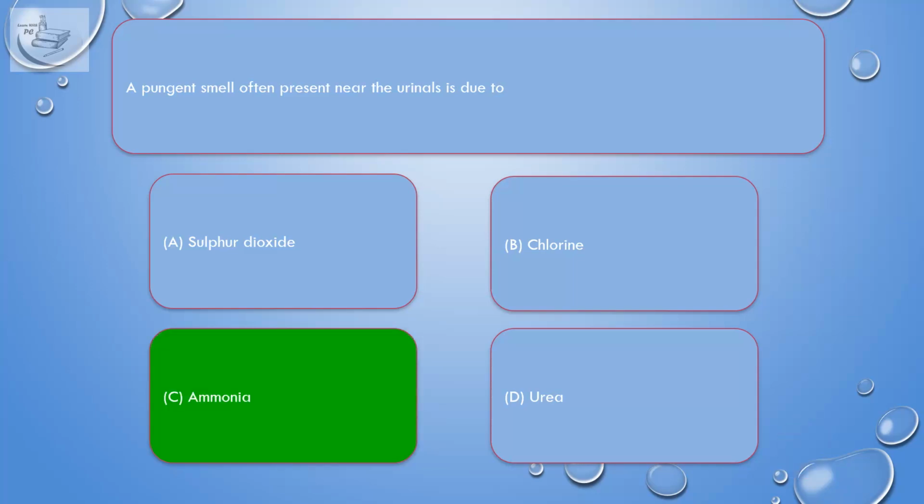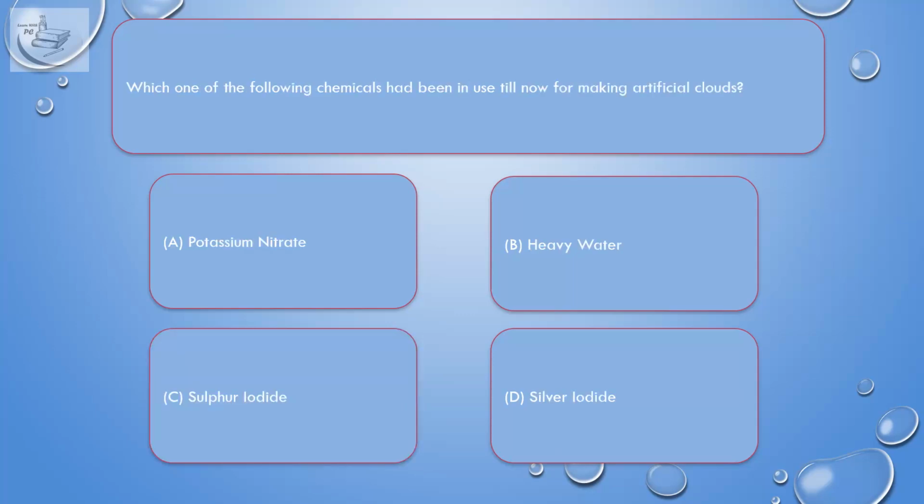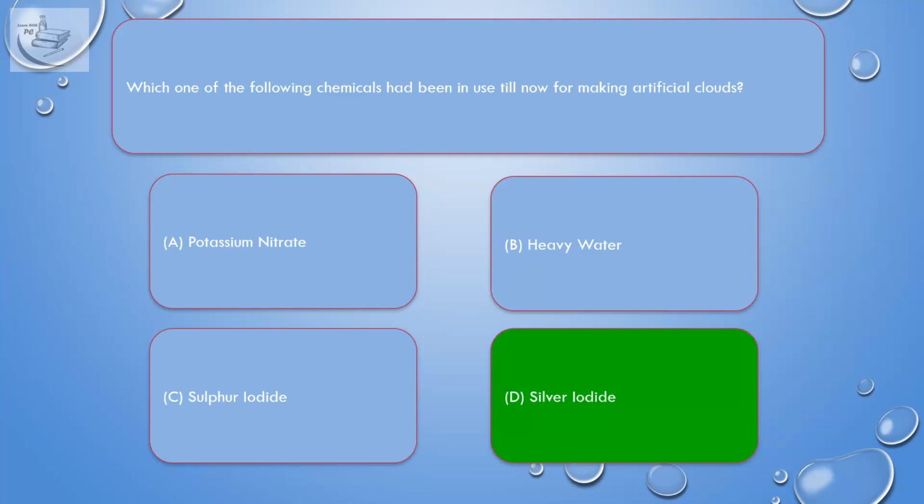Correct answer is C. Ammonia. Question: which one of the following chemicals had been in use till now for making artificial clouds? A. Potassium nitrate. B. Heavy water. C. Sulfur iodide. D. Silver iodide. Correct answer is D. Silver iodide.